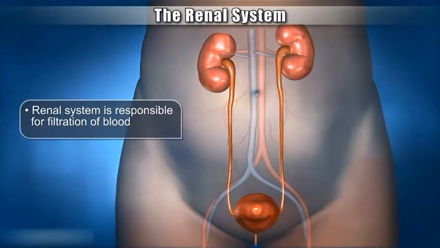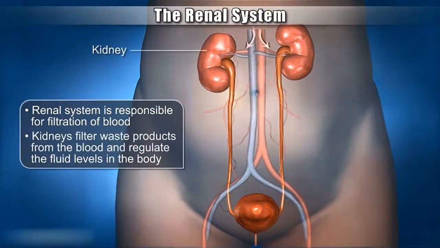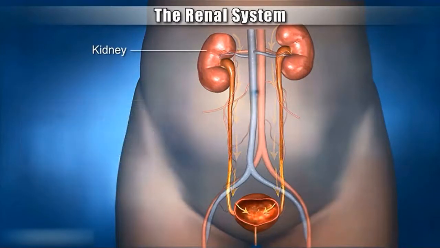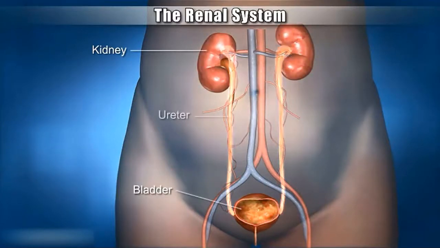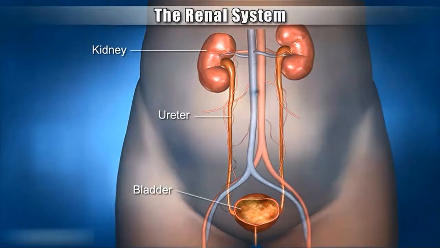The renal system. The renal system is responsible for the filtration of blood. The kidneys filter waste products from the blood and regulate the fluid levels in the body. The system is composed of the bladder, 2 kidneys, 2 ureters connecting each kidney to the bladder, and a single urethra to excrete urine from the bladder.